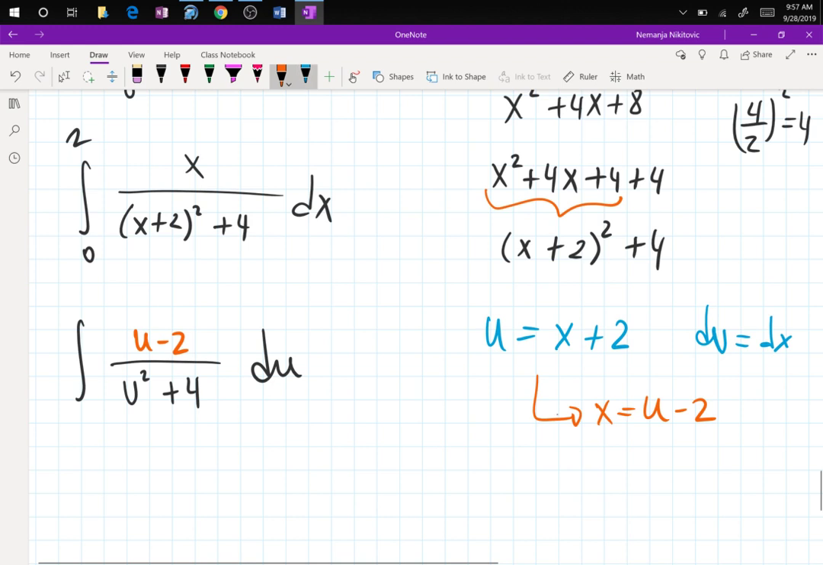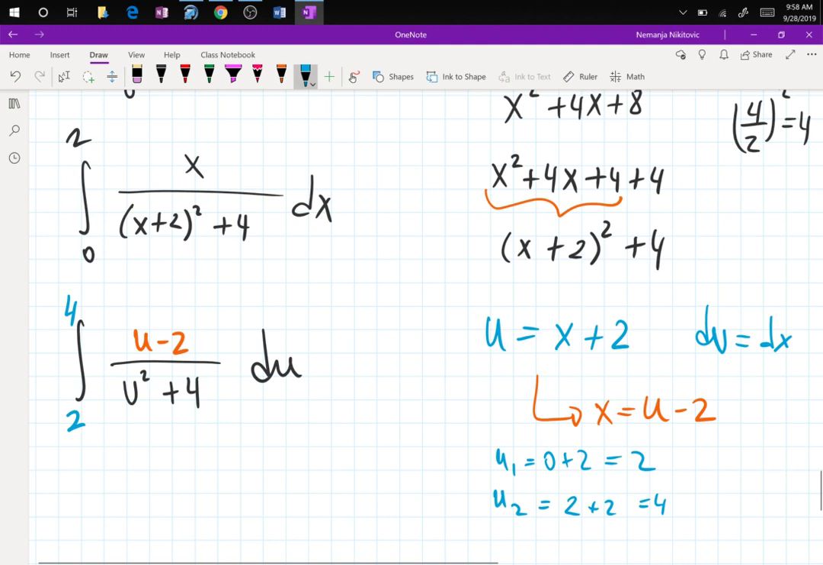Okay. And now we need to switch our limits. So u1 is going to be, old limit was 0, so 0 plus 2 equals 2. And u2, the top one, is going to be 2 plus 2, which is 4. So now the entire integral moved into a u domain, and we don't have to worry about x, and we don't have to go back to x either, because we have the u limits and we have this.